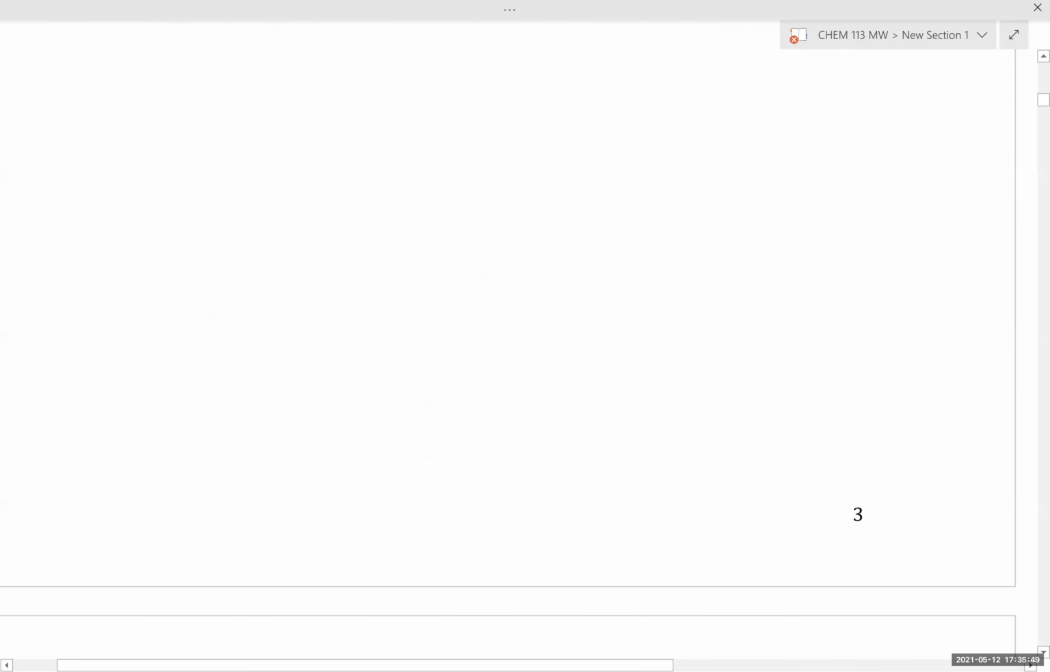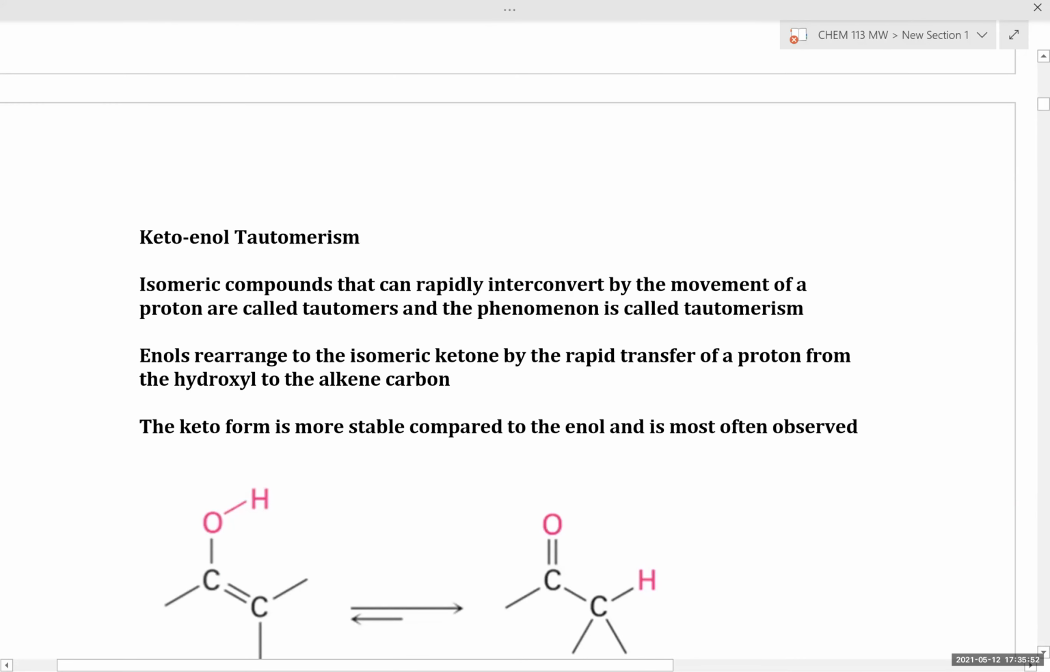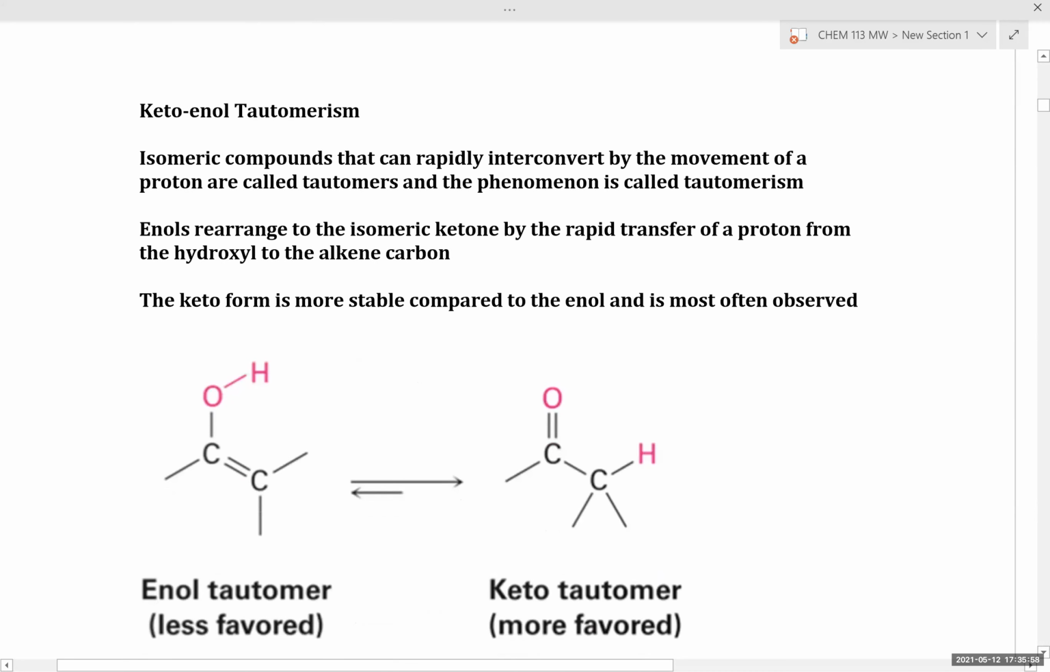Okay, so let's talk a little bit more about how we access the enol tautomer under acidic conditions. In previous chapters, we discussed this idea of keto-enol tautomerism. So isomeric compounds that can rapidly interconvert via the movement of a proton are called tautomers. And this phenomenon of interconversion between tautomers is called tautomerism. Enols can rearrange to the isomeric ketone via the rapid transfer of a proton from the hydroxyl to the alkene carbon.